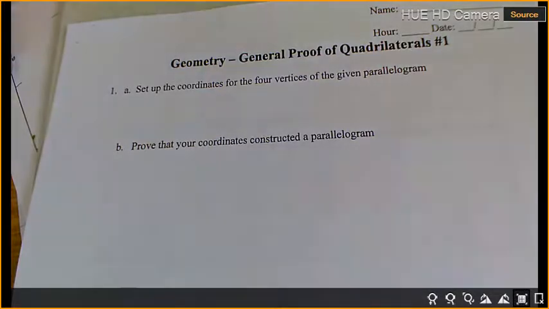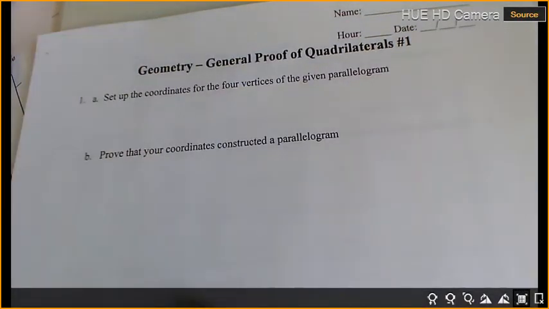Okay, we're going to do general proofs of quadrilaterals. This is our first little introduction to proofs. So the first thing we're going to do is I am going to build a parallelogram right off to the side. Okay, so I need you to follow along with me for that.